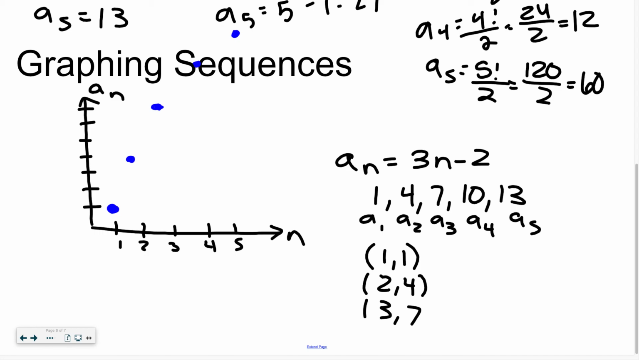My graph is not very good. What should it look like? Since it's going up by 3 every time, it should be a straight line. Maybe I got off, maybe I should just delete those. It should look like a straight line. Okay, but here's the one big difference.